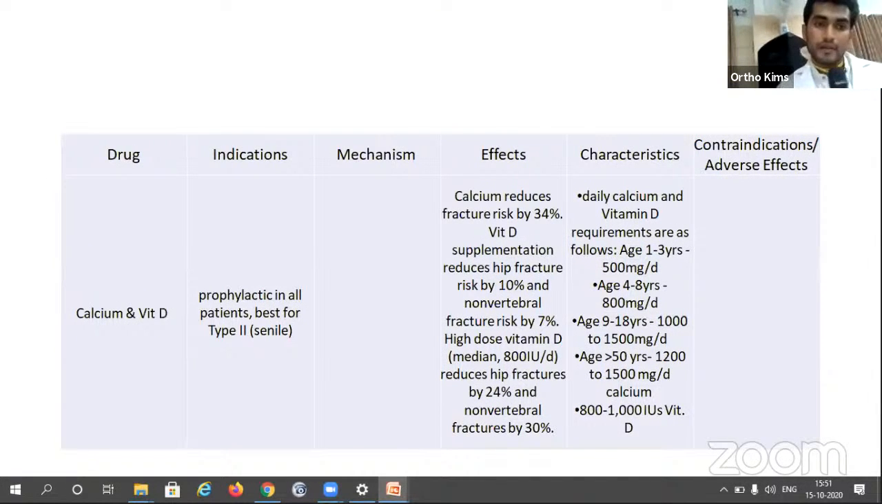Here are the drugs and indications and their effects that are used in osteoporosis. That is drugs like calcium and vitamin D. The main indication is prophylactic, that is in all patients, best for the type 2, that is elderly patients.